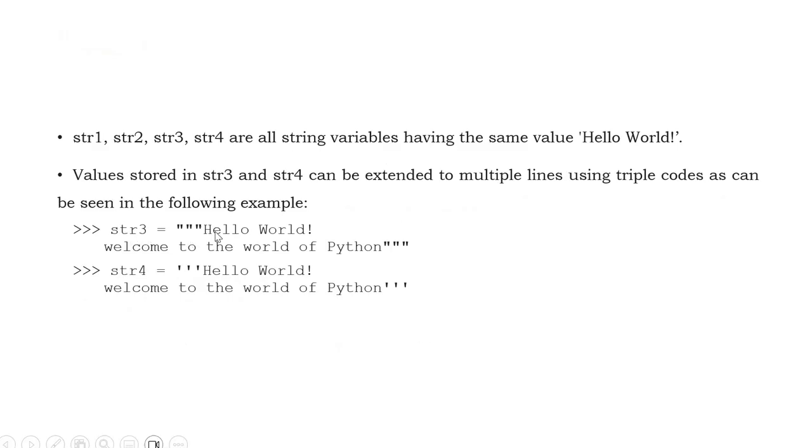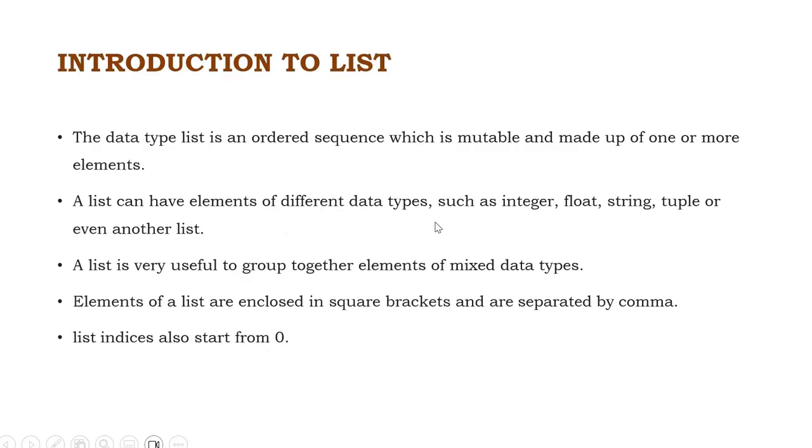Then if you are going to write like this, hello world, then welcome to the world of Python. If you are using three times double quote or three times single quote, then there is a flexibility that you can extend your string to the next line also. If your string is only in one line, then you can use double quote or single quote once. But if you have a long string, then you can use three times double quote, and you can extend that string to another line also. So that is the thing.